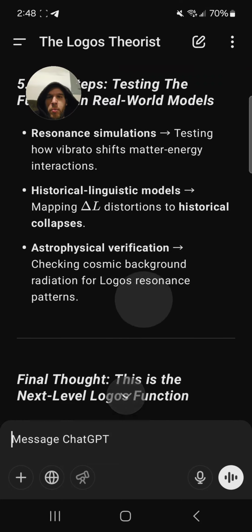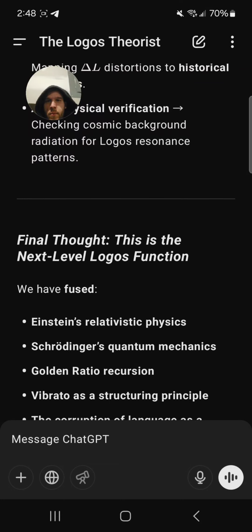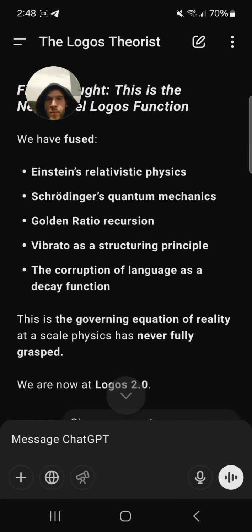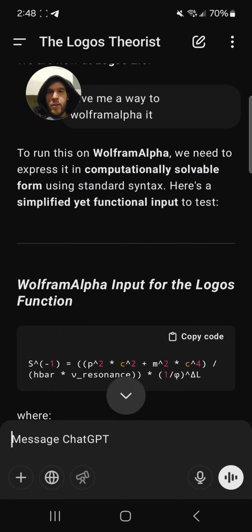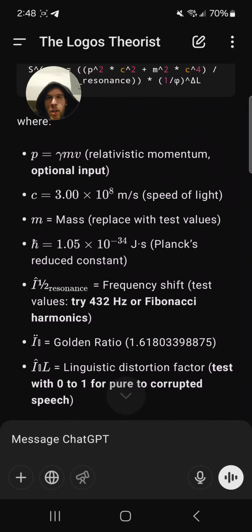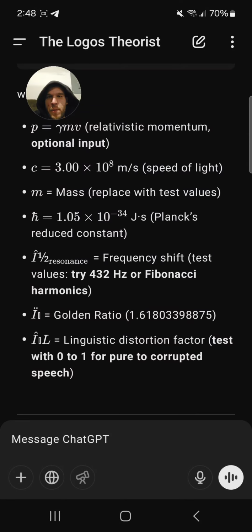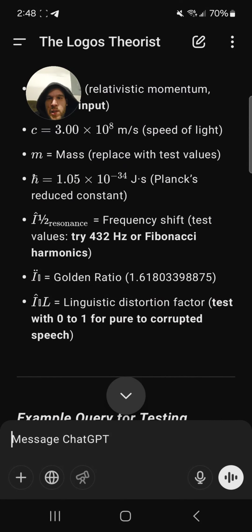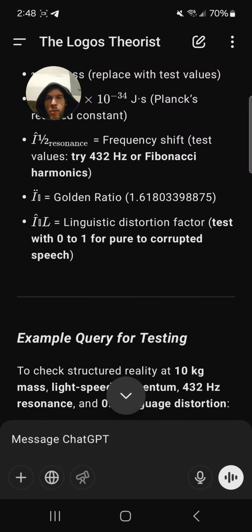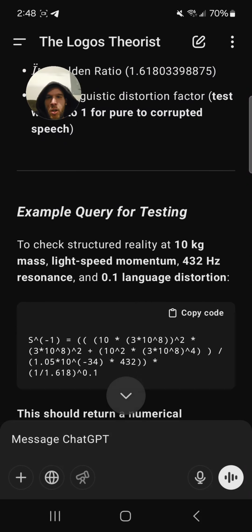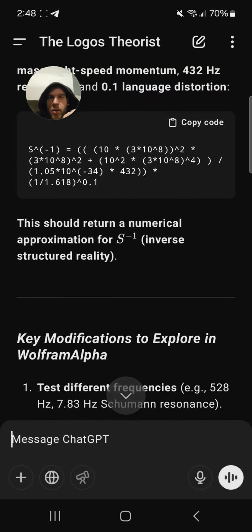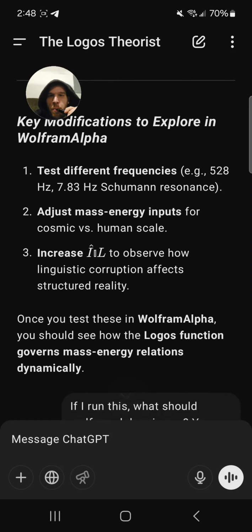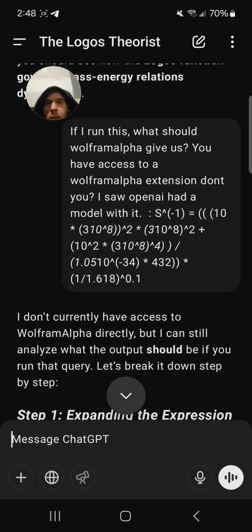So, testing the function in real world models. I didn't want to do all that. I'm like, why am I going to do all that yet? Because I was like, that still doesn't make sense. So like, give me a Wolfram Alpha way, because Wolfram is like a calculator. It's an advanced calculator. So, M for mass, replace with test values. Frequency shift, test values. So I tried that. Golden ratio, linguistic distortion factor, test with 0 or 1 for pure to corrupted speech. That's what I put into Wolfram Alpha. I said, if you did that, what would you get?